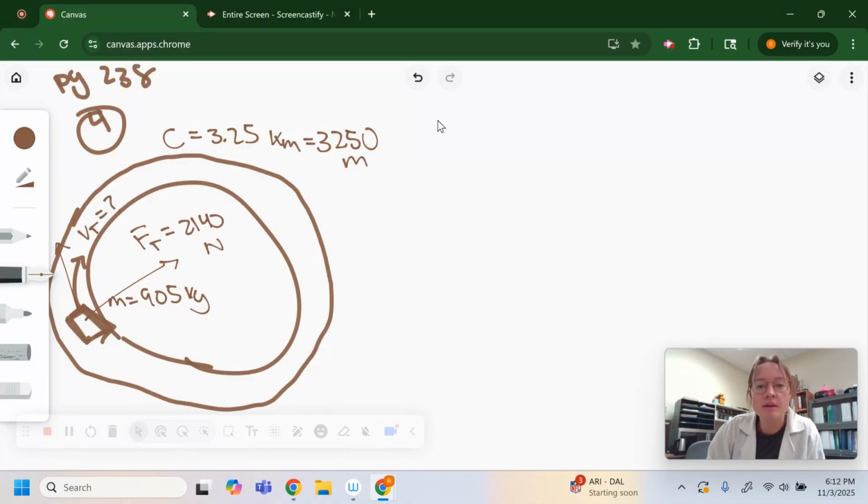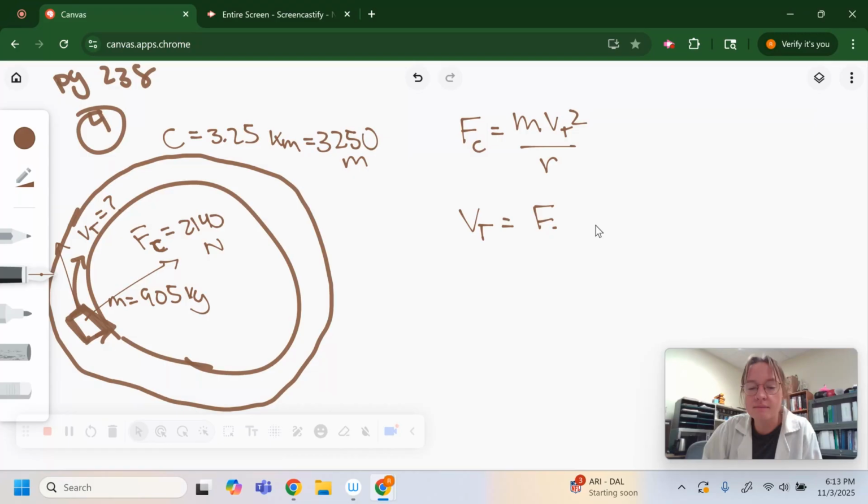Now, here's how I would go about doing this problem. I meant to say F sub C for centripetal force. I would start by saying that my centripetal force is equal to m v_t squared over r. Then I say I'm looking for my tangential speed, so I can rearrange. I get F sub C times r divided by m, square root both sides, like so.